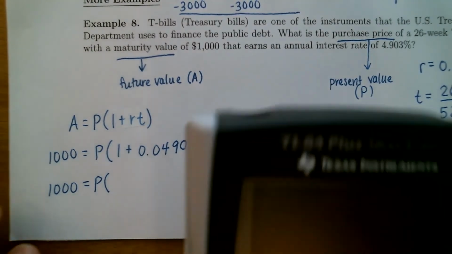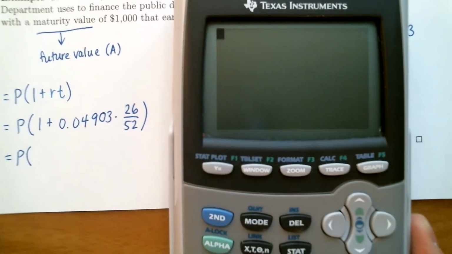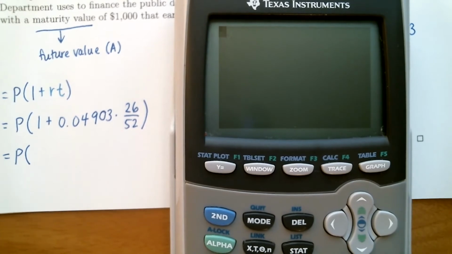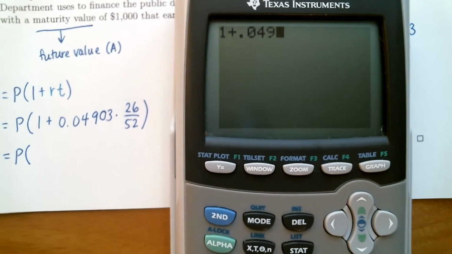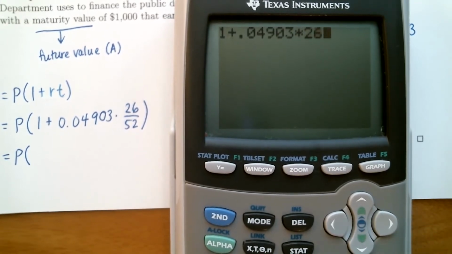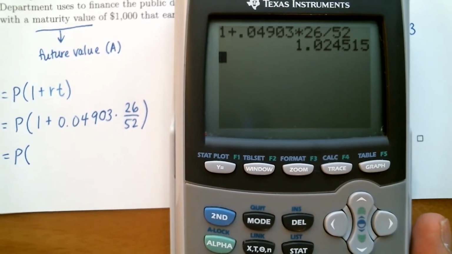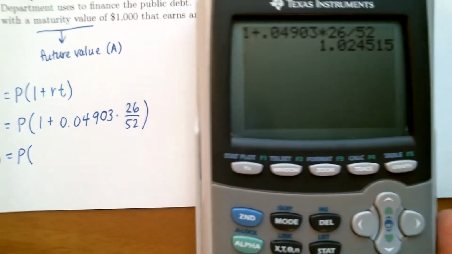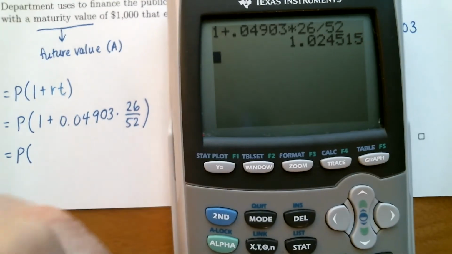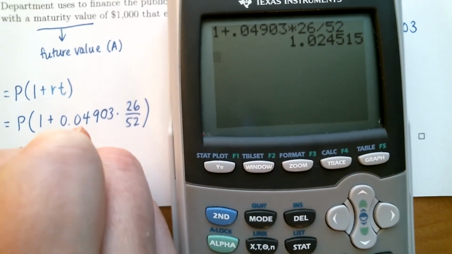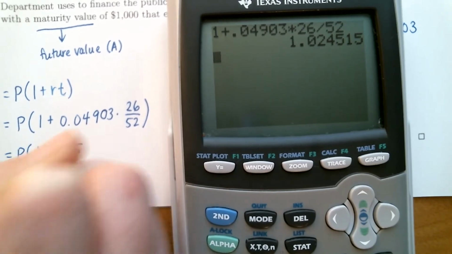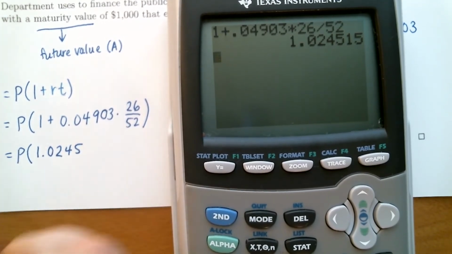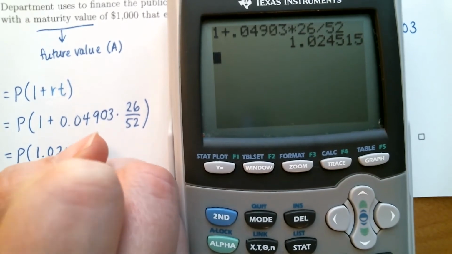So let me get the calculator out. We're going to type it in just like we see it. So 1 plus 0.04903 times 26 out of 52. So there you go. You cannot round this. This is what P is being multiplied by, so I'm going to go ahead and write it down. This is 1.024515. You must carry all the digits.